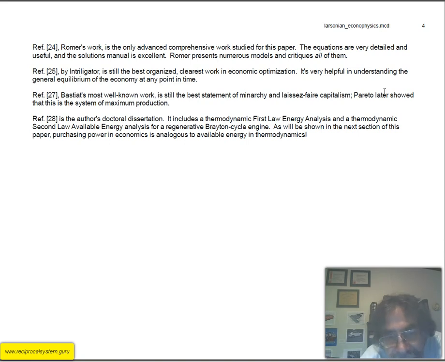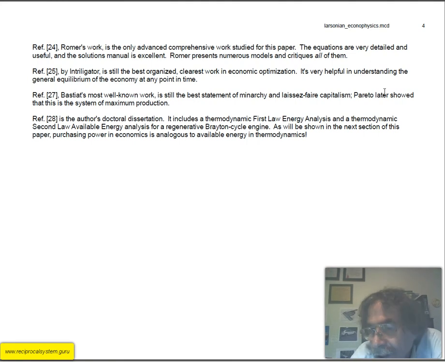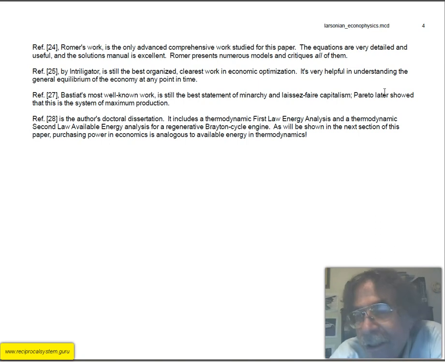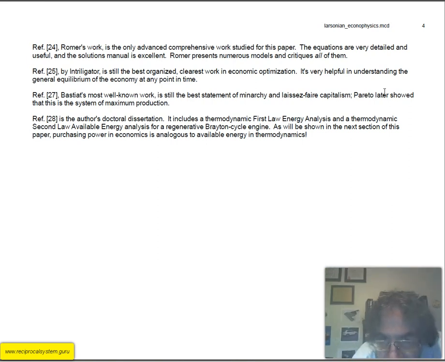Reference 28 is the author's doctoral dissertation. It includes a thermodynamic first law energy analysis and a thermodynamic second law available energy analysis for a regenerative Brayton cycle engine. As will be shown in the next section of this paper, purchasing power in economics is analogous to available energy in thermodynamics. So let me repeat that. Purchasing power in economics is analogous to available energy in thermodynamics.